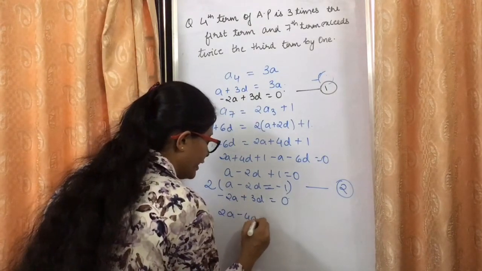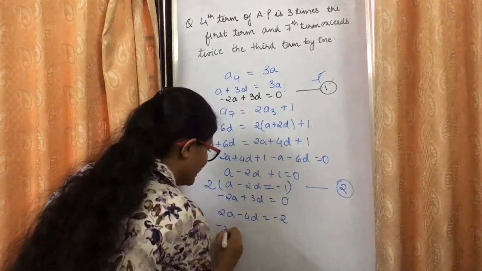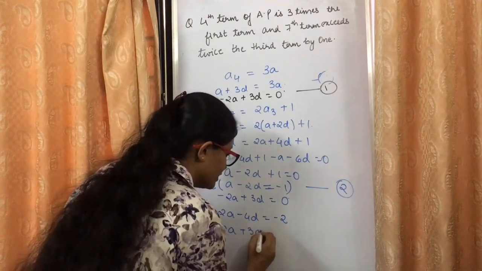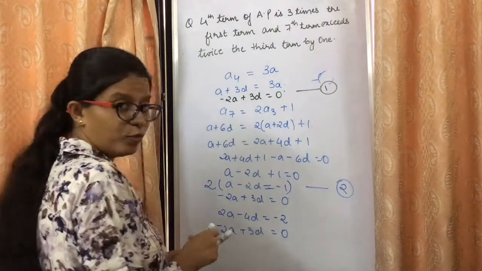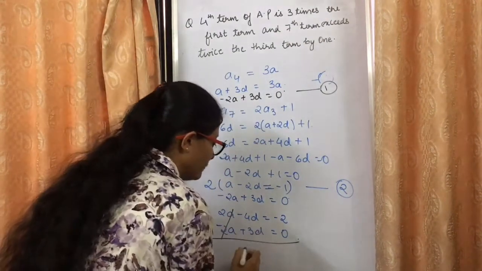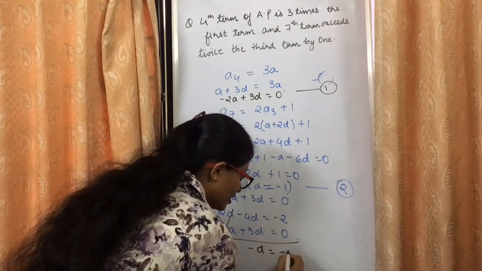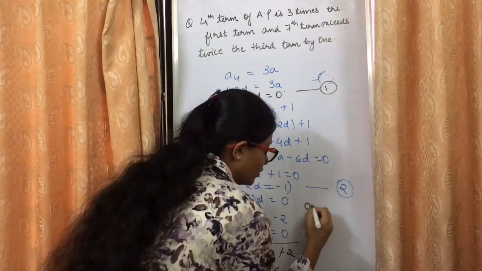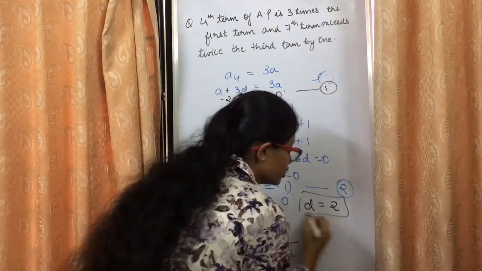2a minus 4d is equal to minus 2. Minus 2a plus 3d is equal to 0. Can we add both the equations? If we add, 2a and minus 2a will get cancelled out. Minus 4d plus 3d will give you minus d. Here minus d, minus minus will get cancelled out and the value for d comes out to be 2.